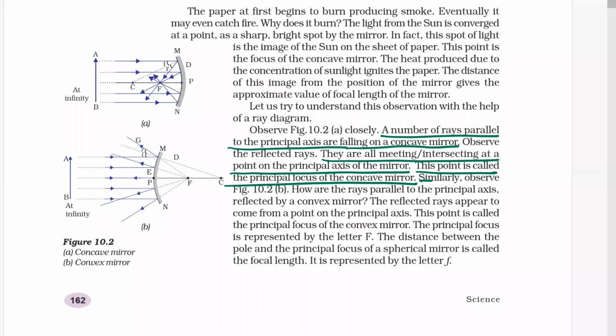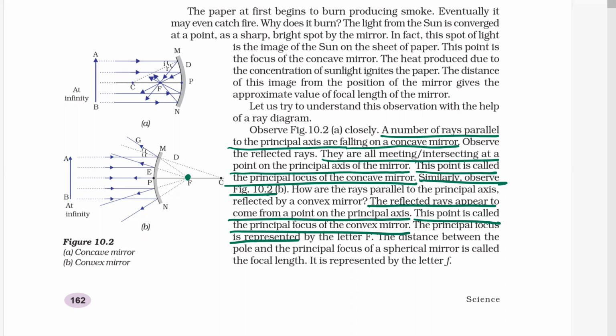Similarly, in case of a convex mirror, if parallel rays are allowed to fall, they all will appear to meet at a point. They will not actually meet, but they will appear to meet at a point behind the mirror. This point is called the principal focus for the convex mirror. Here the reflected rays appear to come from a point on the principal axis.